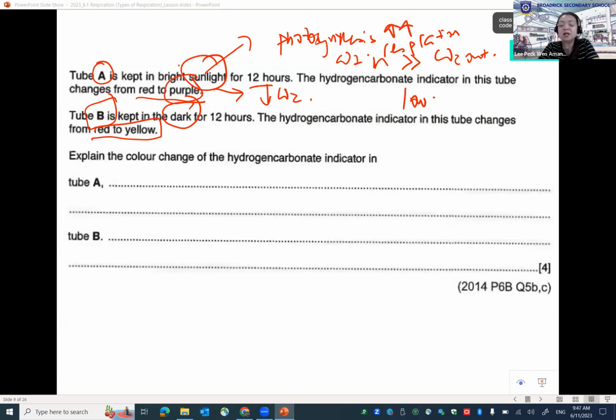Okay? Then if you look at tube B, all right, it was placed in the dark. So if it's placed in the dark, means no photosynthesis. The only reaction that can take place is respiration. And the reaction of respiration means that more CO2 is given out as compared to CO2 taken in. So more CO2 is given out by the plant because it is only respiring, it is not photosynthesizing. So it's not using up any carbon dioxide.